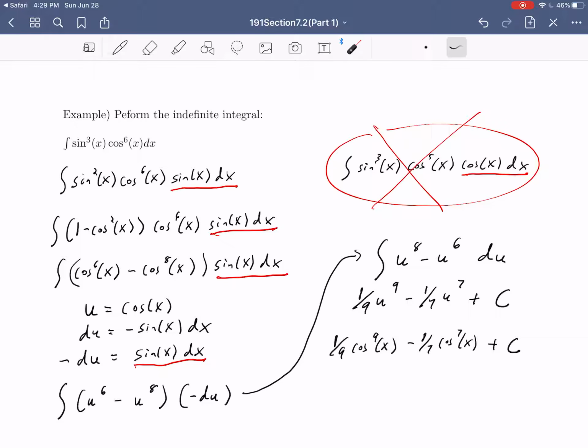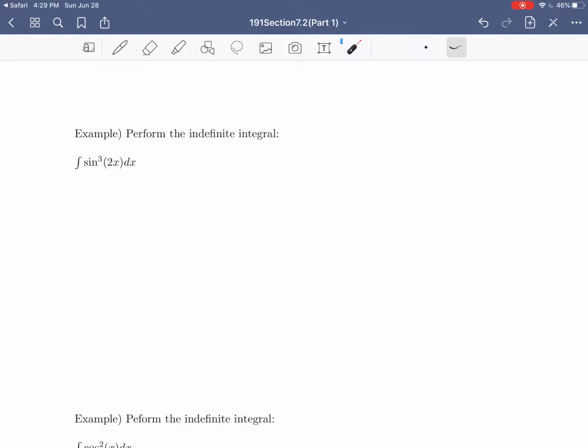All right, let's go ahead and take a look at another one. We're going to try to perform this indefinite integral now, the integral of sine cubed 2x. First, before any discussion, we have to deal with that 2x a little bit. So let's do a standard u substitution so that we don't have that 2x inside all the time, considering that it is technically a composition. So I'm going to do u equals 2x, and du is going to be 2 dx.